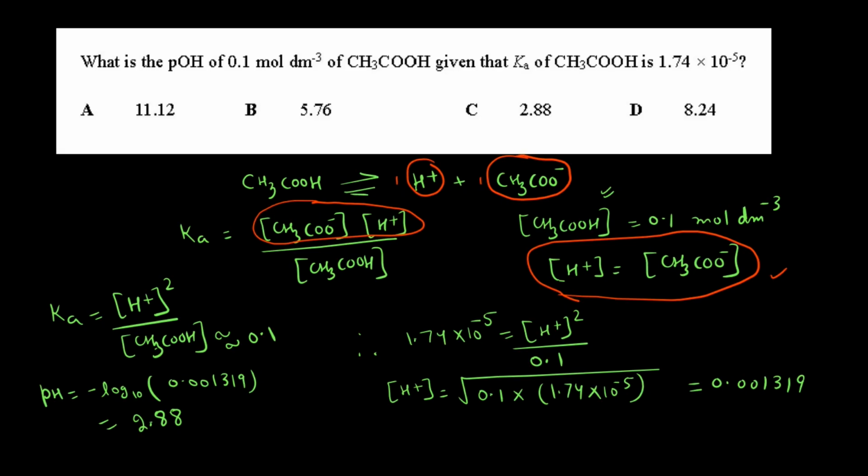Then we can find the pOH. pOH will be 14 minus 2.88, so it comes out to be 11.12. So this is the answer, option A.